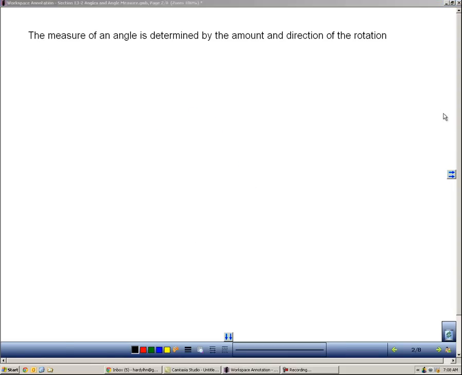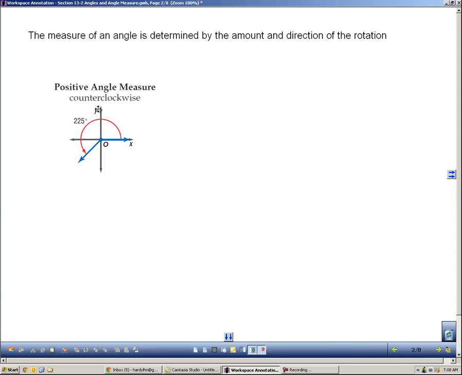Here we'll examine that the measure of an angle is determined by the amount and the direction of its rotation. So here's an example of an angle that has a positive measure because it goes counterclockwise. If you travel counterclockwise around the origin, those are the angles that are positive. And because it goes past the 180-degree mark, we know it's between 180 and 270. That's what this is, and this is 180. So this one is about 225 degrees.